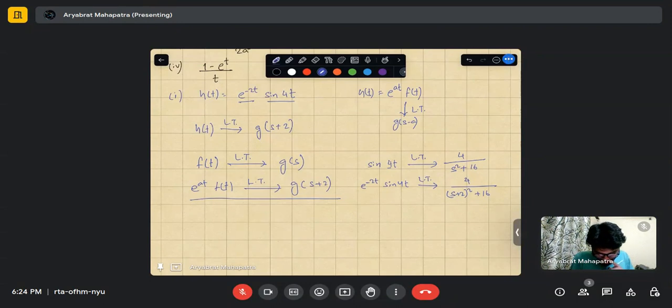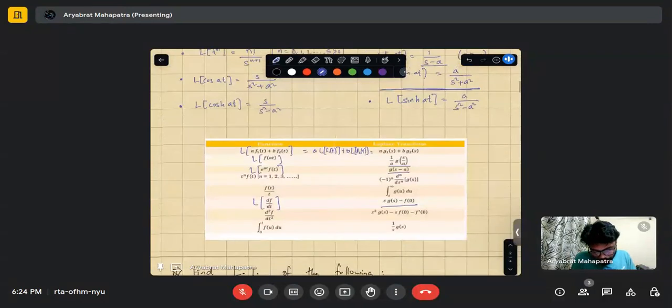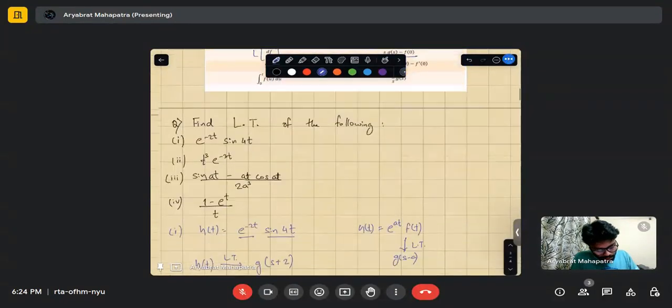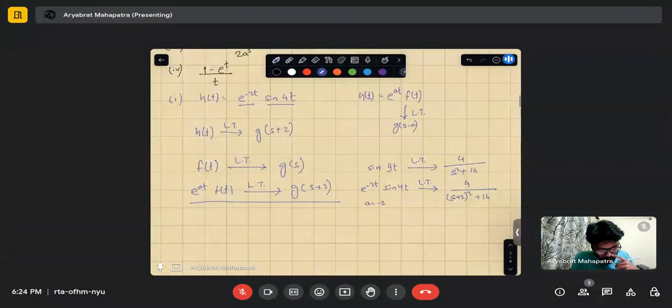So here, a was equal to minus 2, according to this property right here, the third one. So what do you do? Let me write this. The property says when exponential of at is multiplied with f of t, that gives you g of s minus a. So here a was minus 2.